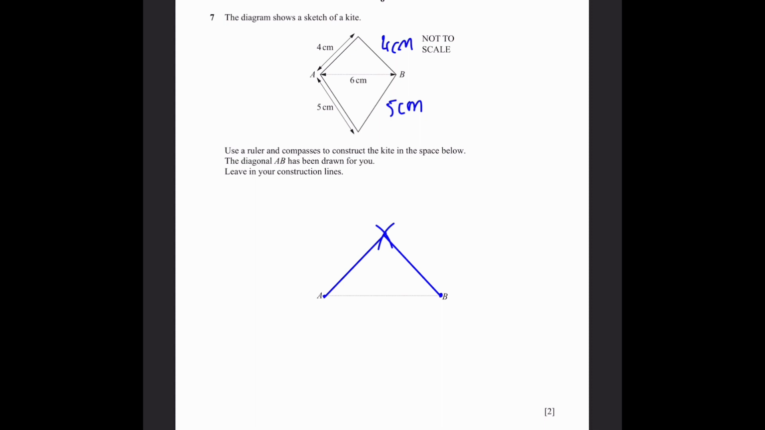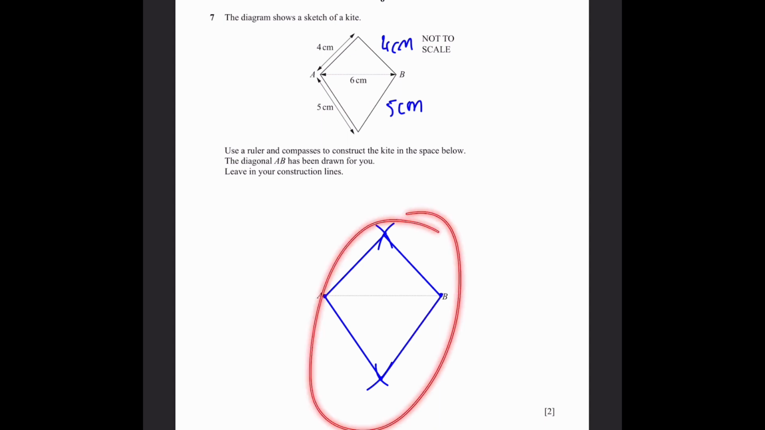You need to do the same thing except start from point A again, but this time use 5 centimeters in your compass length. Do the same thing from point B. It looks something like this. Now you can simply connect the dots. And this is actually the answer.